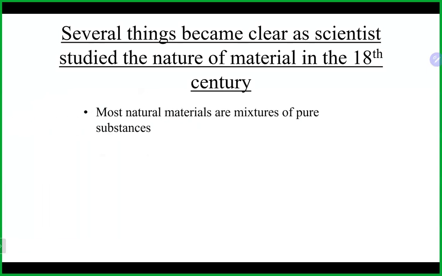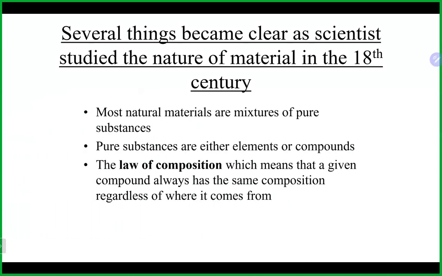Now, a lot of things came to the understanding of what was going on, and they felt that most natural materials were pure substances. Remember, a pure substance is something that is just by itself. It is not in combination with anything else. When we do put substances together, that's what gives us mixtures, as we talked about in that one chapter earlier on. A pure substance is either an element or a compound.